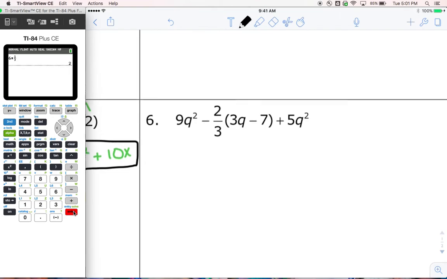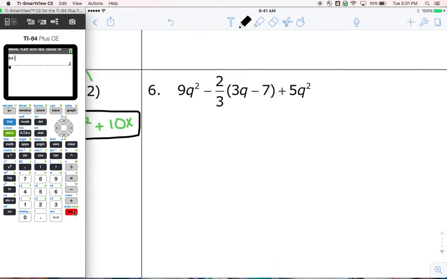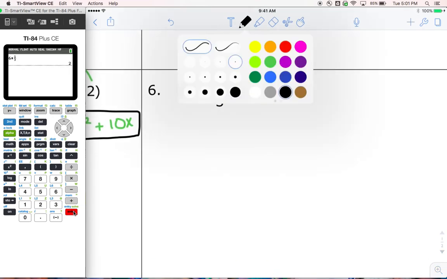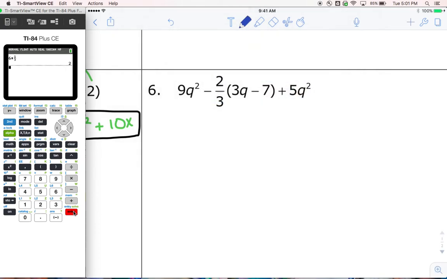Last but not least, let's do problem 6. This problem looks kind of crazy. This is actually a question that we took off STAR from a few years ago. So when you do these problems on STAR to make them a little tougher, they do often put these fractions in there. So let's remember, this is not multiplying anything. The 9q squared stays right where it is. All right, the negative 2/3, however, is multiplying what's in this next group.